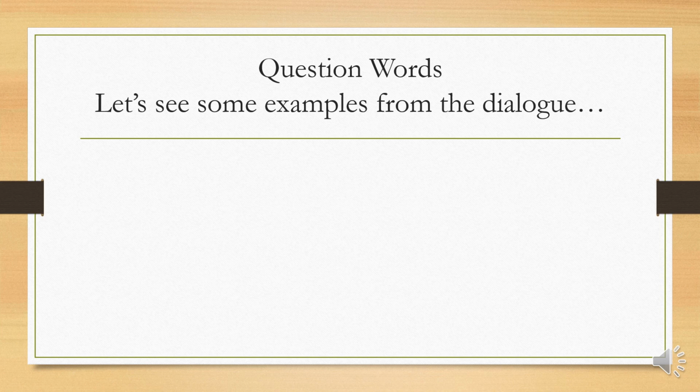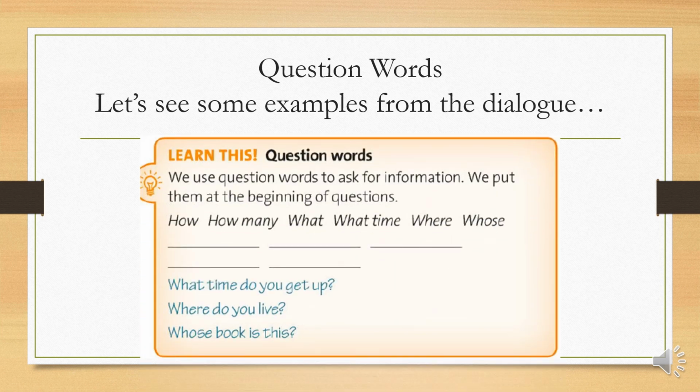Question words. Let's see some examples from the dialogue. Vamos a usar algunas de las palabras del diálogo al principio de esta presentación. We use question words to ask for information. We put them at the beginning of questions. Usamos las palabras para hacer preguntas para conseguir información. Obviamente, las colocamos al principio de las preguntas. Por ejemplo, how many, what time, where, whose, which, who, how often, when, and why.